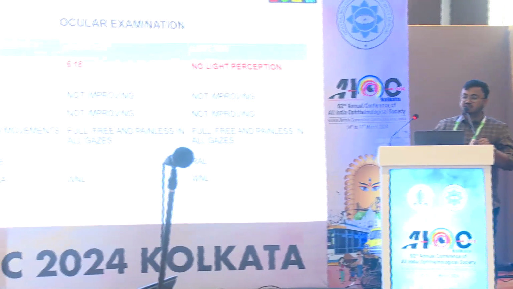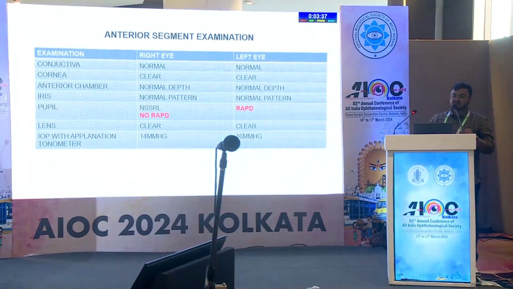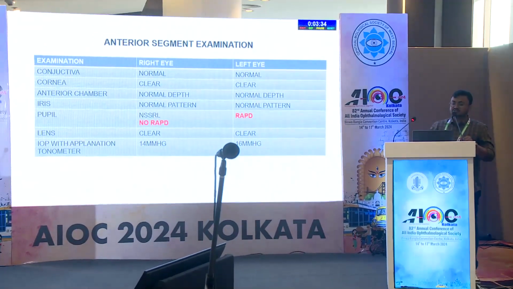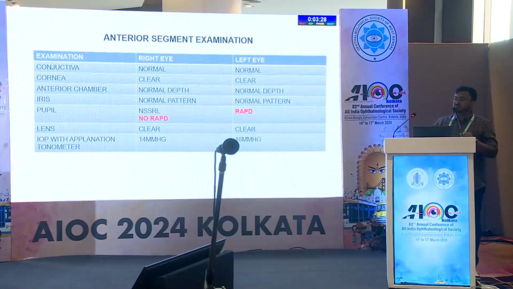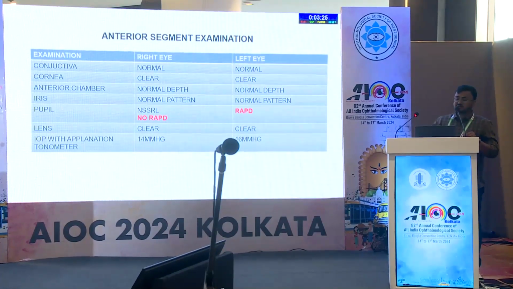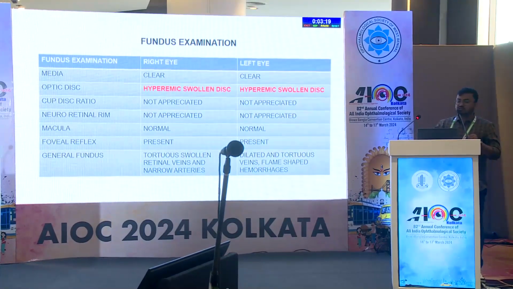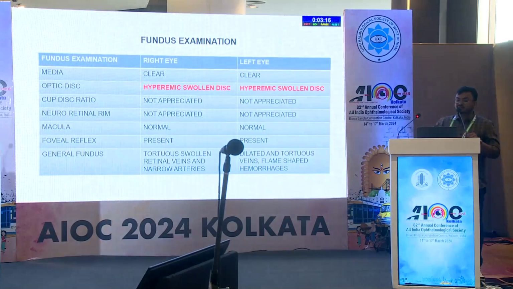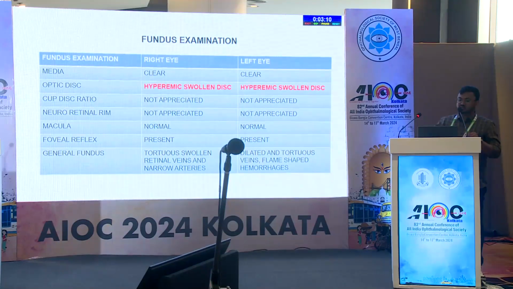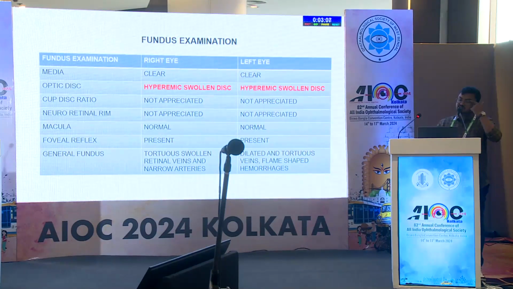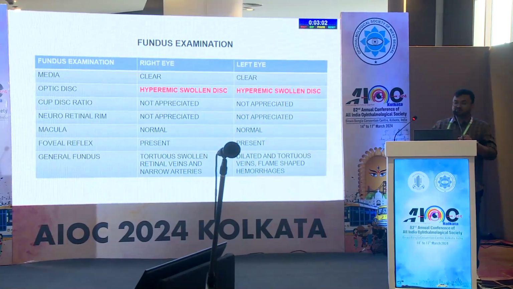Extraocular movements were full and free and painless in all gazes. Head posture was central. Lids and adnexa were within normal limits. On anterior segment examination, conjunctiva and cornea were normal. Anterior chamber showed normal depth in both eyes. Iris had normal pattern. On pupil examination, an RAPD was found in the left eye. The lens was clear and IOP with applanation tonometer was within normal limits. On fundus examination, media were clear. Optic disc showed hyperemic swollen discs in both eyes. Cup disc ratio and neuroretinal rim were not appreciated in both eyes. Macula was normal and foveal reflexes were present. On general fundus, tortuous swollen retinal veins and narrow arteries were found in the right eye. Dilated and tortuous veins with flame-shaped hemorrhages were found in the left eye.